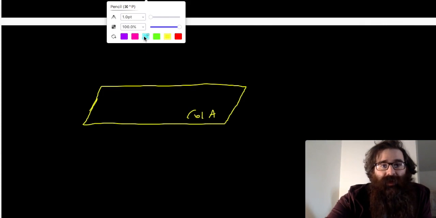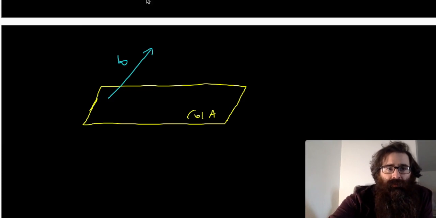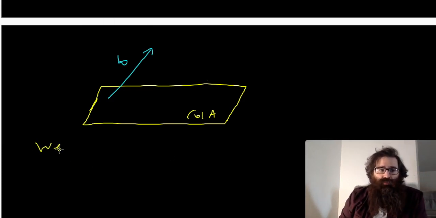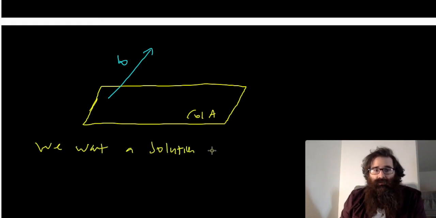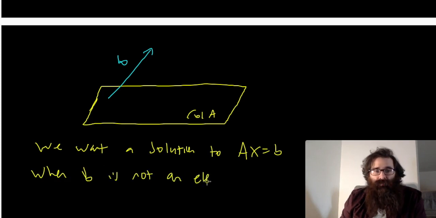And let's say that we have some vector B, where B is not, as you can see, in the column space of A. Let's start talking about this. Let's get to writing. So we want a solution to Ax equals B when B is not an element in the column space of A.